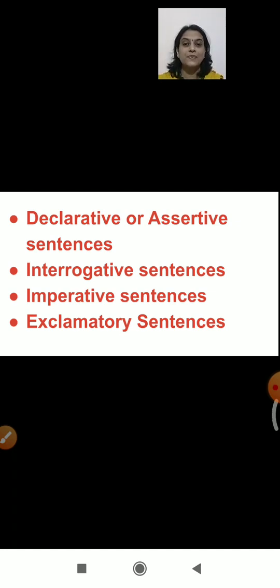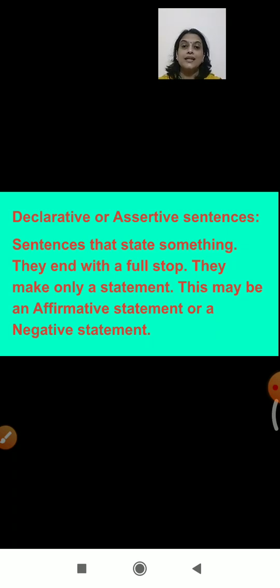What are the four types? Declarative or assertive sentences. Then the interrogative sentences. Third one is imperative sentences. And the fourth one, exclamatory sentences. So these are the four types, kinds of a sentence. Now let's see each of them properly. Okay. So what is declarative or assertive sentence now?